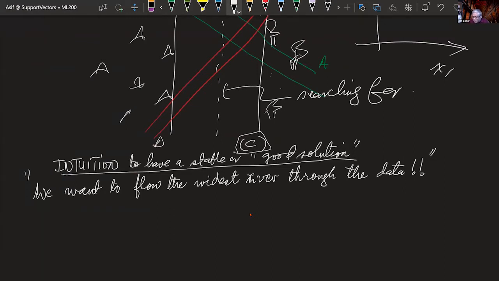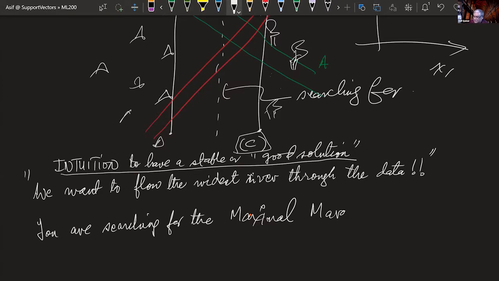In machine learning, you wouldn't be taken too seriously if you say in a professional environment that you're trying to flow a wide river through the data. So it needs a more technical, more mathematical, formal language. And the formal language is, you are searching for the maximal margin. Actually, let me write it in capital because it's a term that you should remember.